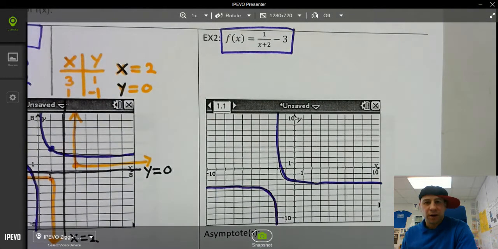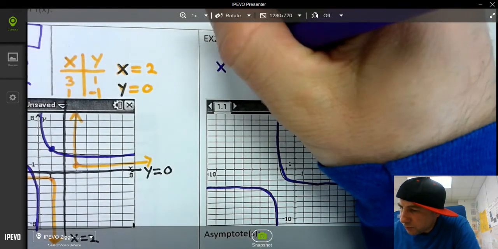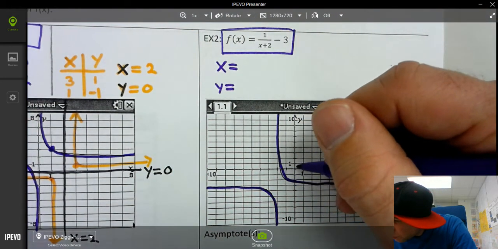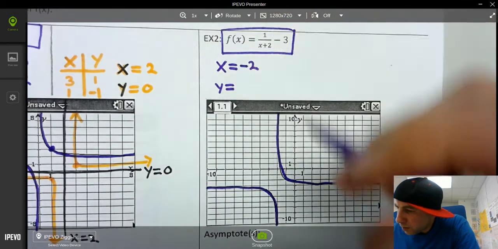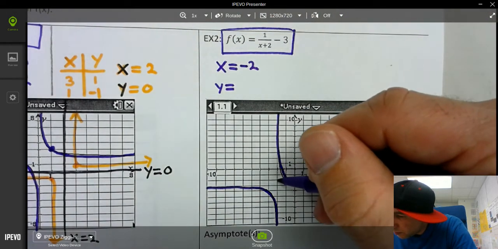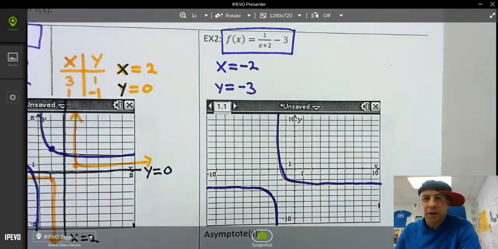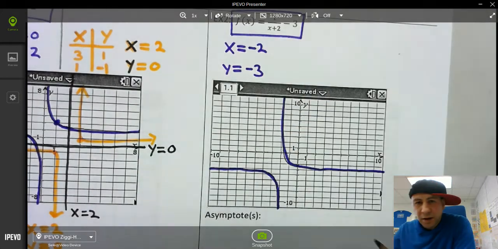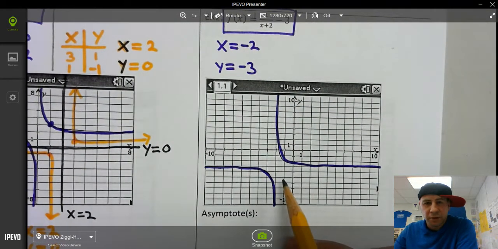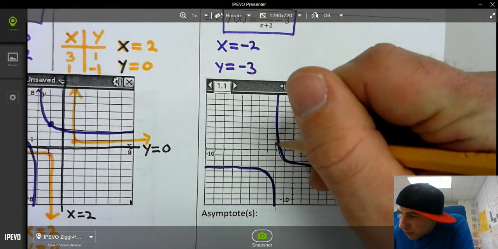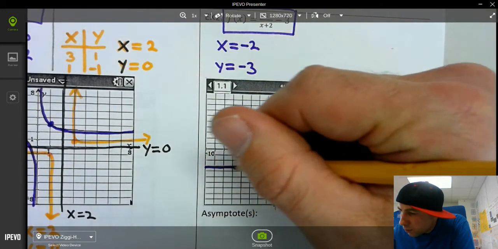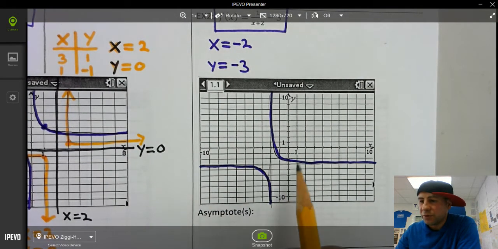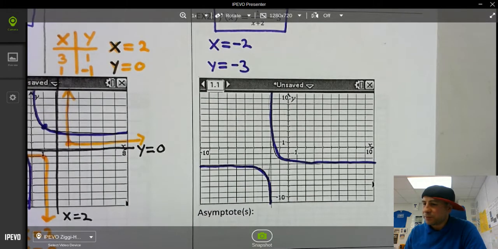All right, and it looks like our vertical asymptote is x equals negative 2. And our horizontal asymptote is y equals negative 3. Now you're probably asking me, so how do you find the asymptotes? Well, what I'm looking for is where the graph doesn't touch. And if you have trouble seeing it on the paper, you might graph it on Desmos, but you can see that they don't touch at x equals negative 2 and y equals negative 3. It's harder to see on the paper, but if you graph this on Desmos, you'll see it much clearer. All right?